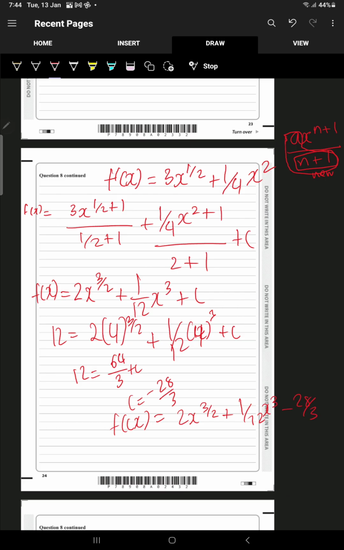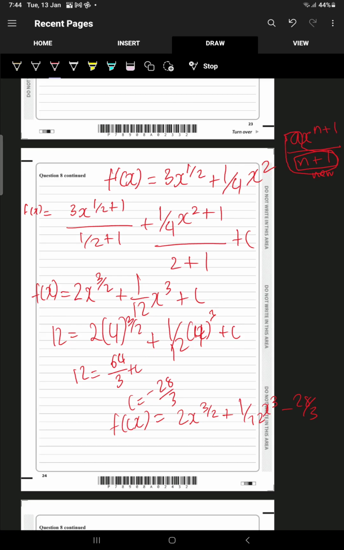Let me check that I've done it correctly. Make sure you check your answers as well. This is one tip: it's 12, so yeah, I got this correct.